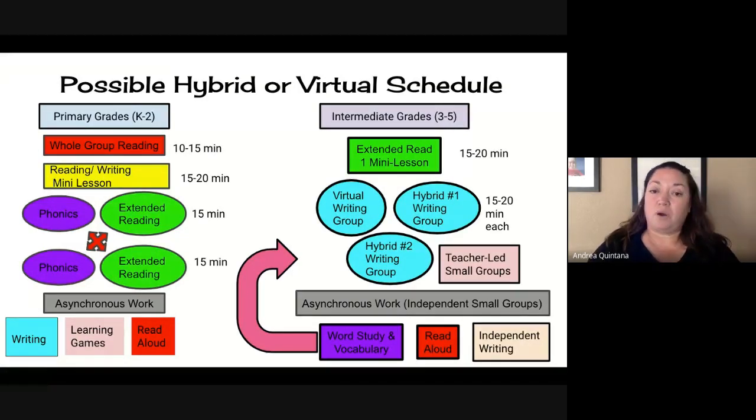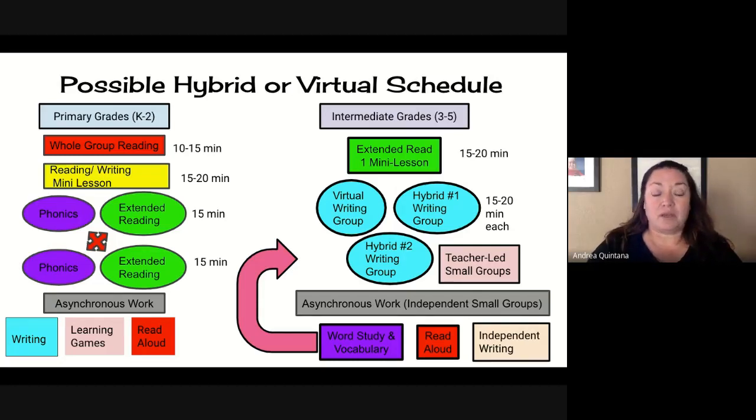Now, if you are all by yourself and you don't have an opportunity to meet with small groups, think about creative ways to make those 3 possible sections of work happen for small groups so that it can be differentiated and meet their needs. Now, for the upper grades, 3, 4, and 5, they're a little bit more independent. They are typically more able to work in small group breakout rooms.